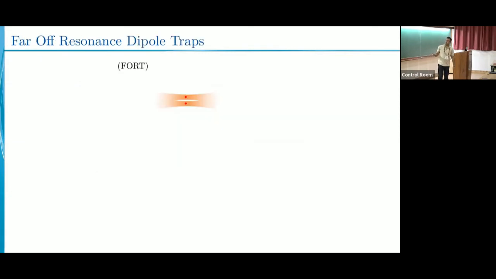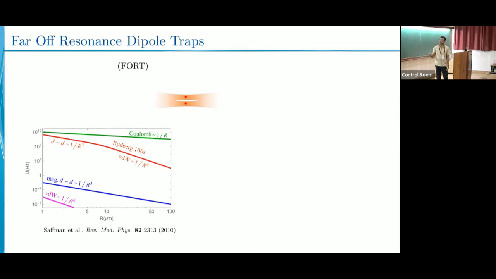Whatever plan I have, or people are already doing, is to bring two atoms together, at a distance of about 5 to 7 or 8 micrometers. I have taken this figure from the Saffman paper. For atoms in the ground state, we already know there is a 1 over R^6 van der Waals interaction. The magnetic dipole interaction is also very small. When we have an atom in a Rydberg state, a very high state, the dipole-dipole and van der Waals interactions increase. The difference from here to here is 12 orders of magnitude.